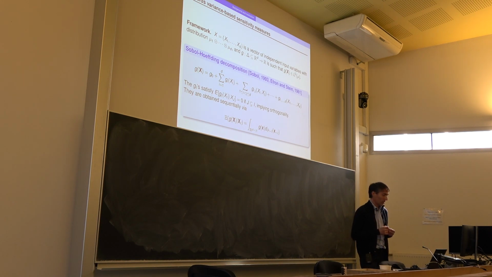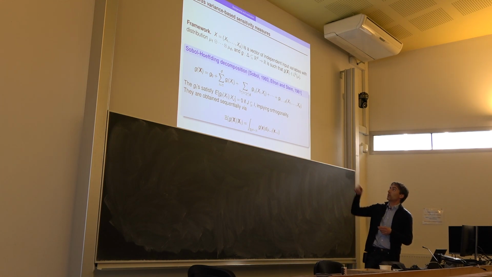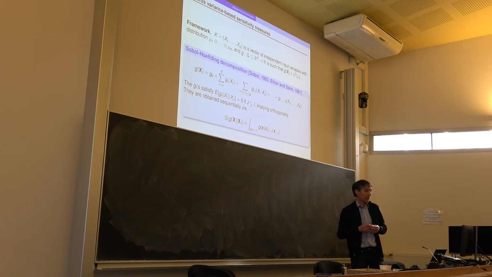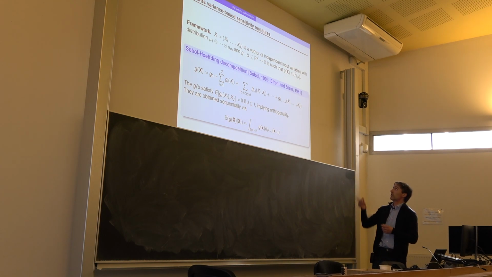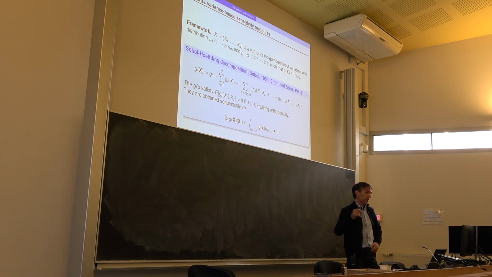So you have a constant g0, okay? Then you have terms that depend only on one input variable, so xi. We call these terms main effects. So it's gi of xi. You have d main effects. Then you have terms depending on two variables, which are called second-order interactions, gij of xi, xj, and so on. And at the end, you have one term depending on the d variables together, which is called the dth order interaction.